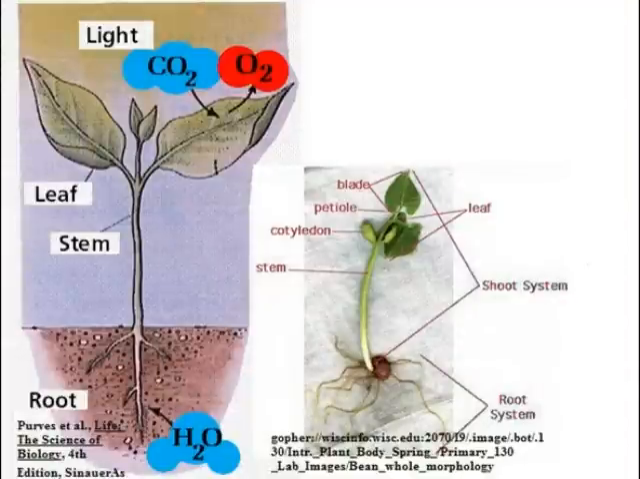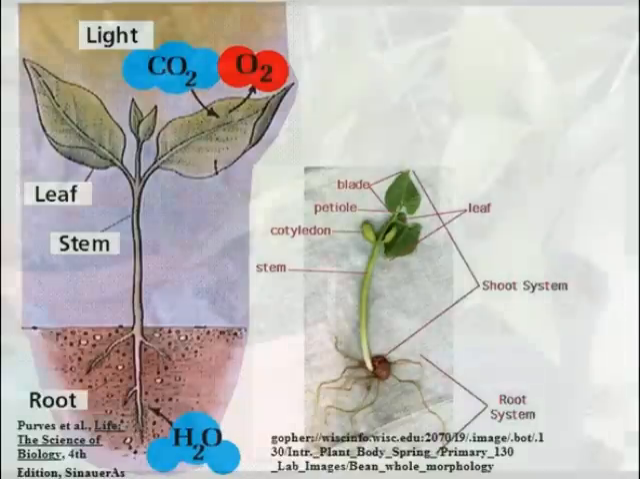The majority of plants have 2 organ systems. The first one is the shoot system, and the second one is the root system. The shoot system is above the ground and includes organs such as the leaves, buds, stems, flowers, and fruits. The root system normally includes those parts of the plant below ground, such as the roots, tubers, and rhizomes.